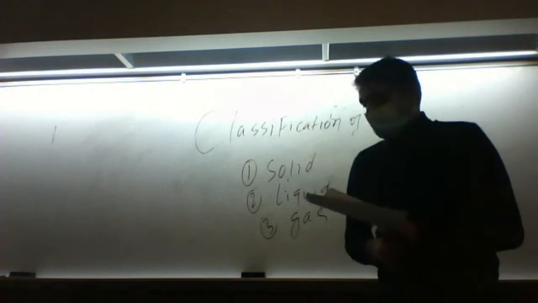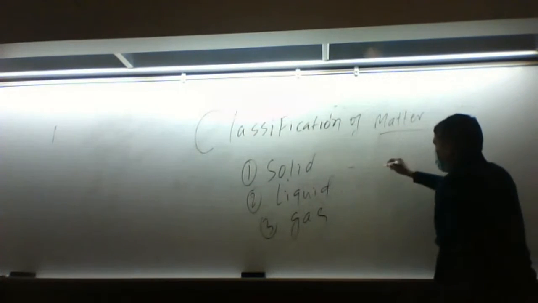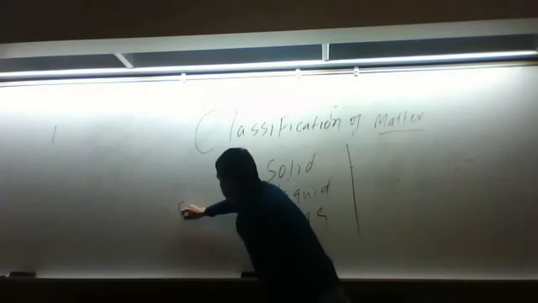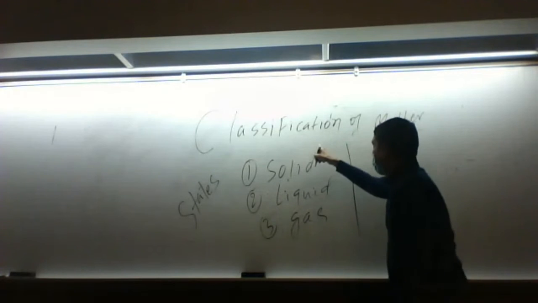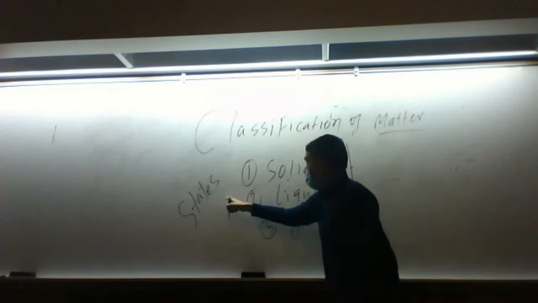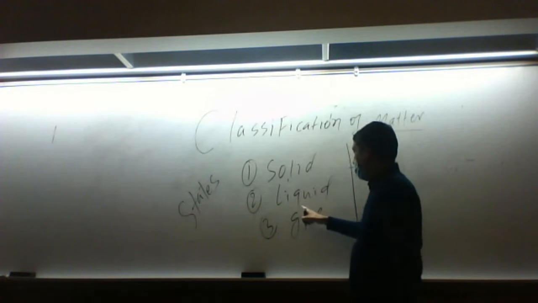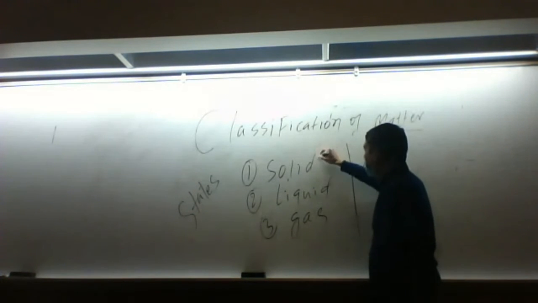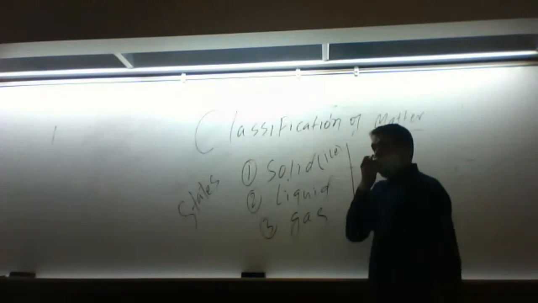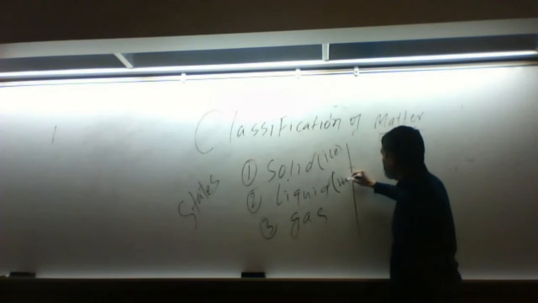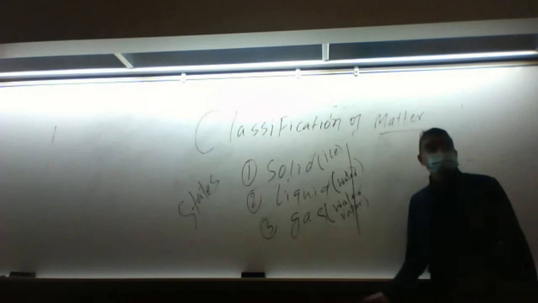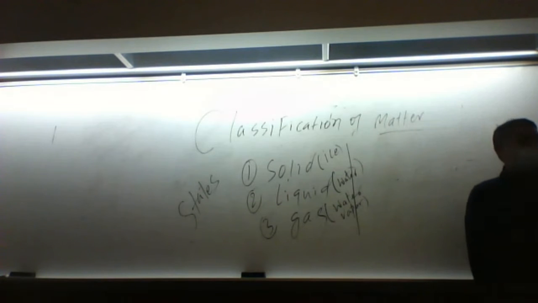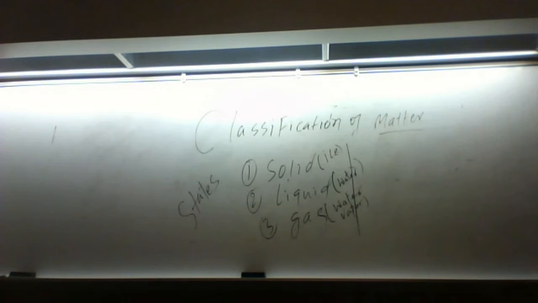Another way of classifying matter is based on states. There are 3 states: solid state, liquid state, and gaseous state. For example, ice is a solid, water is a liquid, and water vapor is a gas. So water can be found in 3 states: solid, liquid, and gas.